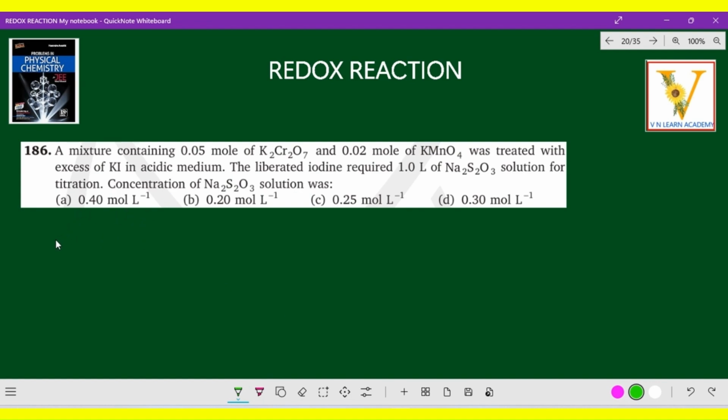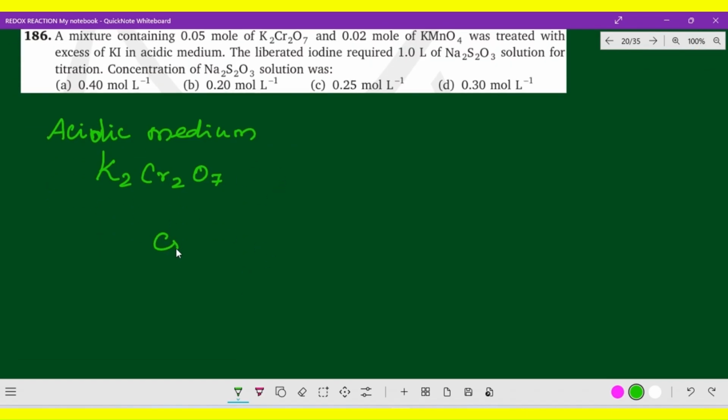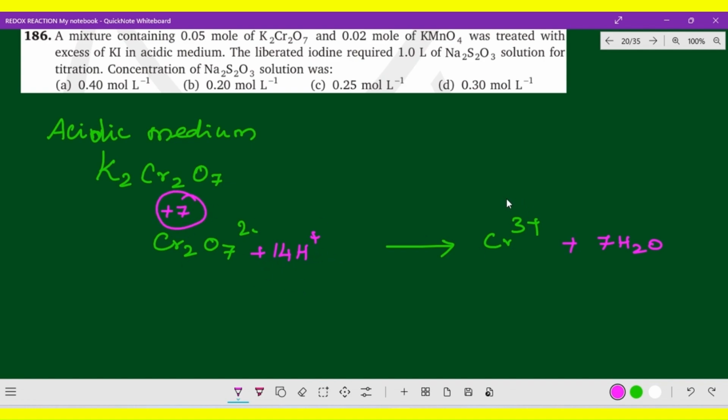This is in the acidic medium only, they mentioned. So in acidic medium, potassium dichromate, K2Cr2O7, here Cr2O7 2 minus is converted to Cr3 plus. Here 7 water molecules and 14 H plus ions, and for the number of electron change, the oxidation state is +6, which is converted to +3.